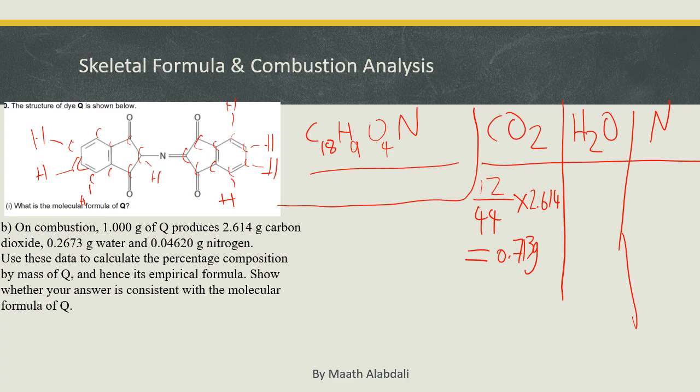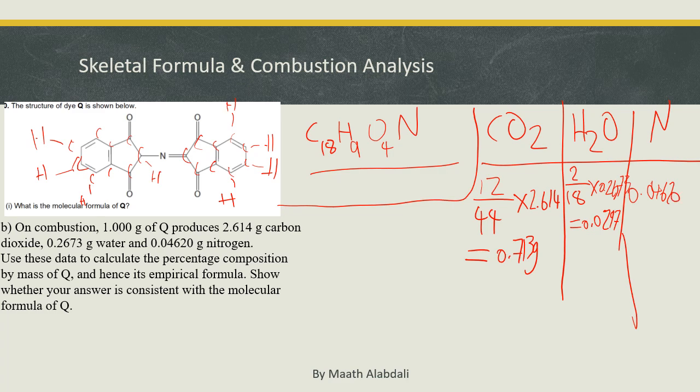Hydrogen is 2 divided by 18, because 2 plus 16 is 18, times the mass of water, which is 0.2673, and then you should get an answer of 0.0297. And nitrogen is 0.04620. It's already given in the question.